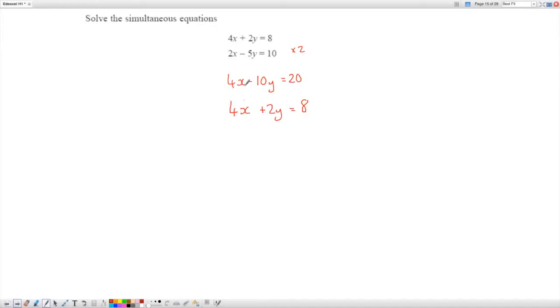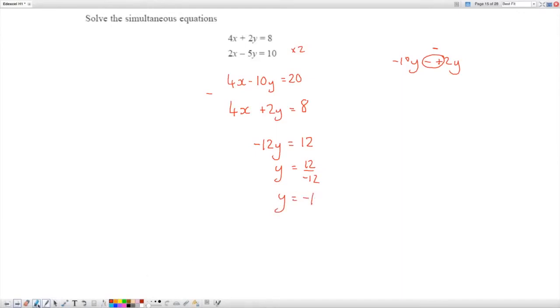So here we need to eliminate the x. By subtracting, we're going to remove our x's. Careful here with our negatives. We have minus 10y minus positive 2y. Two signs together, one positive, one negative, going to be negative. So we're going to have minus 12y equals 12. 20 take away 8, 12. To find y, 12 divided by minus 12 gives us our value for y at minus 1.